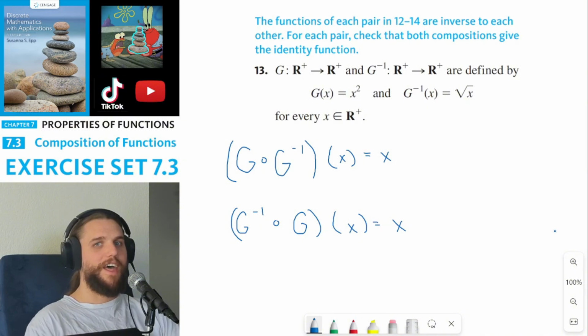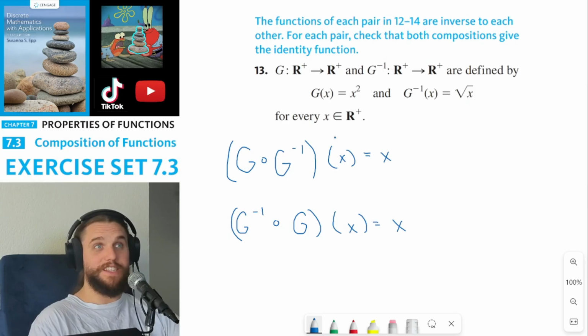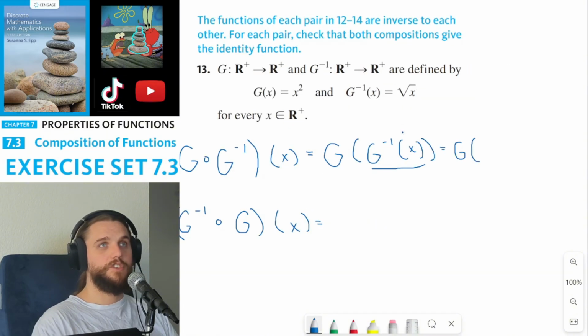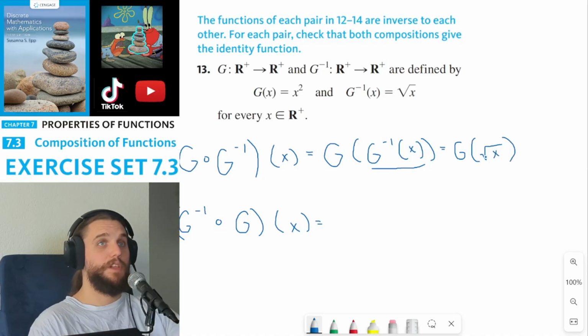Now, to show that these are inverse functions, we have to show that both compositions give the identity function, meaning if we plug x into this composition, then the output should be x. And if you plug x into the other composition, we should also get x. But we have to show this. To show this, I think it's better to use the other function notation here. Now, G inverse of x here is the square root of x. So we need to take the output of that function, the square root of x, and we have to plug that into G. So this will be the square root of x squared.